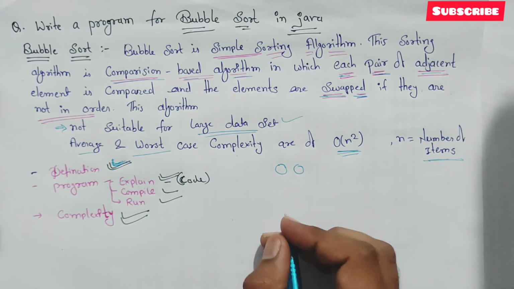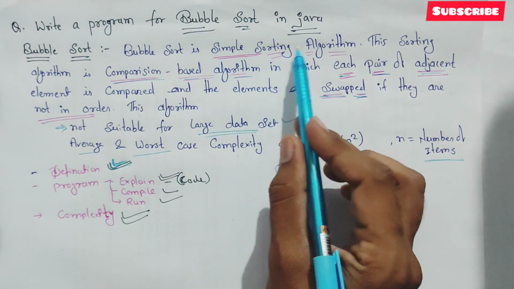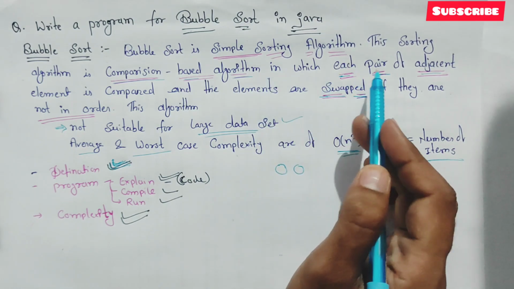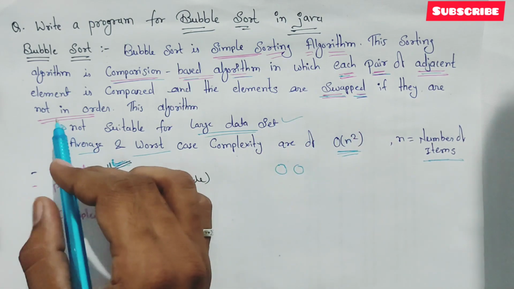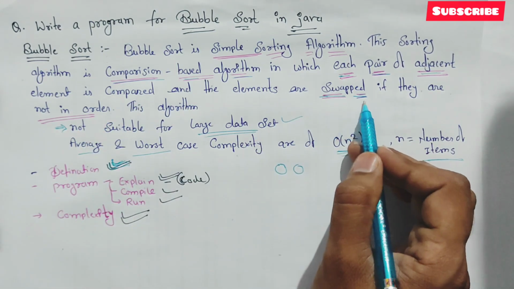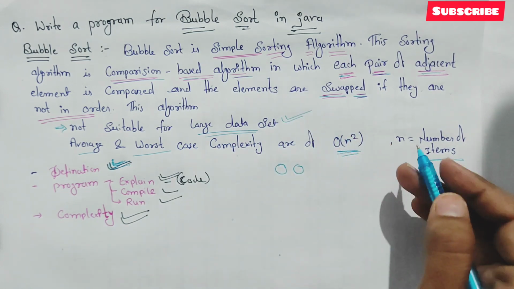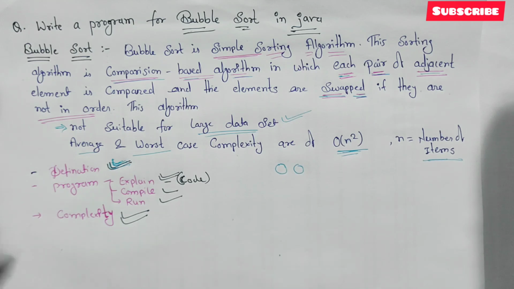First of all, the definition: it is a simple sorting algorithm, also called a comparison-based algorithm, and each adjacent pair is compared, and if they are not in order, then we will swap them. Two more points: it is not suitable for large data sets, and its complexity. Okay, so let's see the logic behind this, how it works.